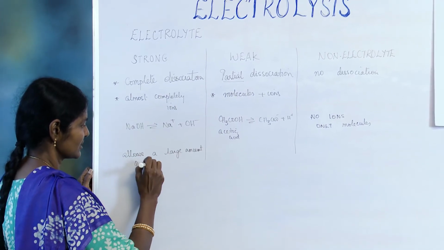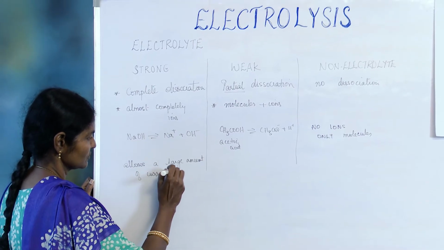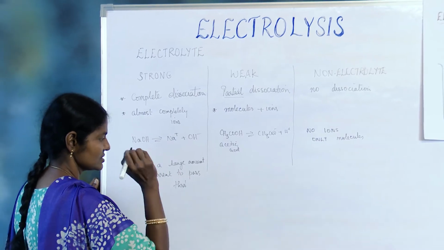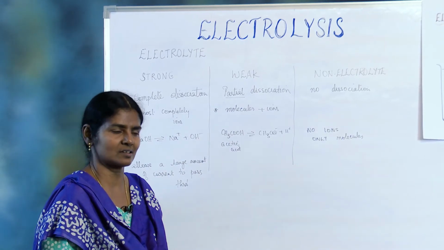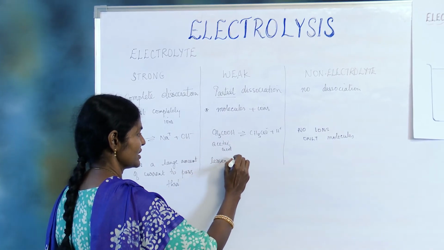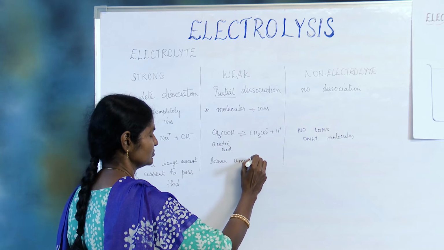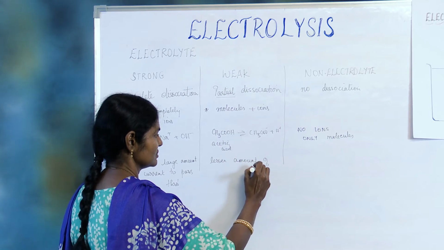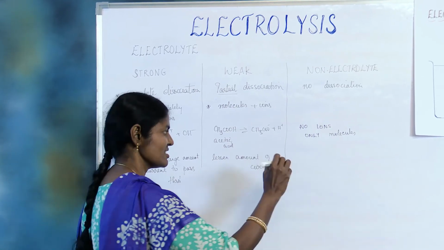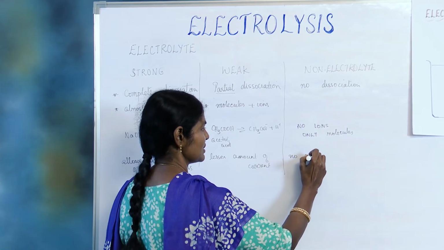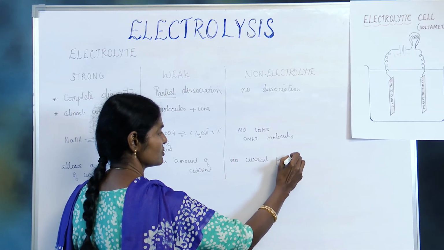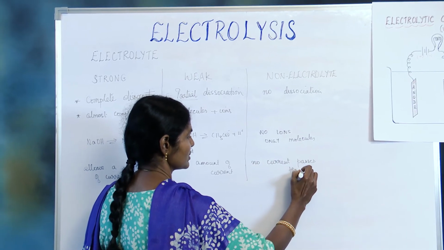Large amount of current to pass through. Okay. Same thing when it comes to a weak electrolyte, because it also has molecules, a lesser amount of current will pass through. But what do you think it would do with a non-electrolyte? There will not be anything, no current passes through. Current cannot pass through a non-electrolyte.